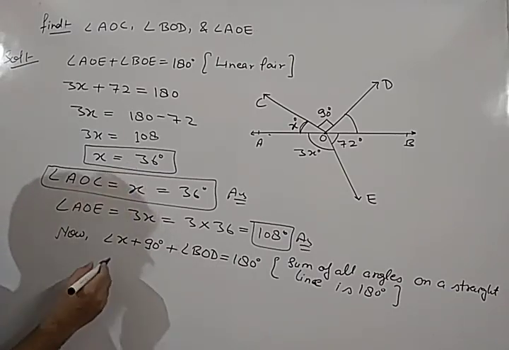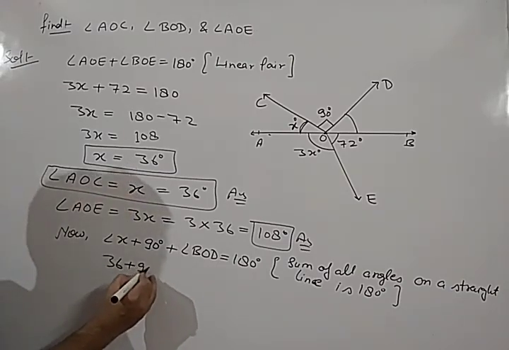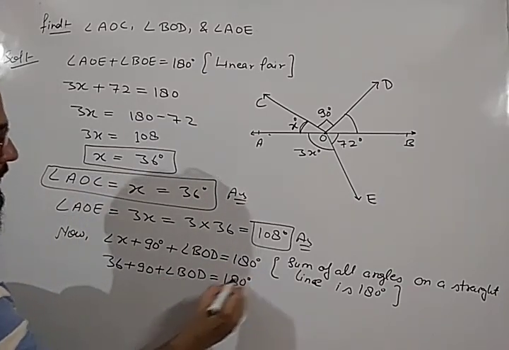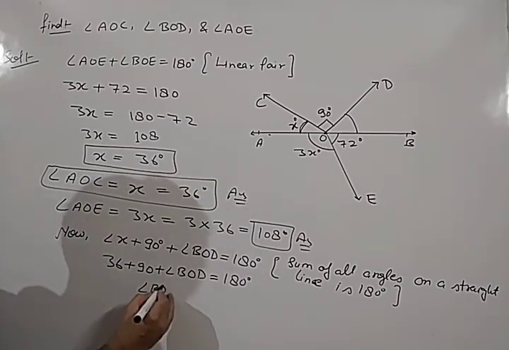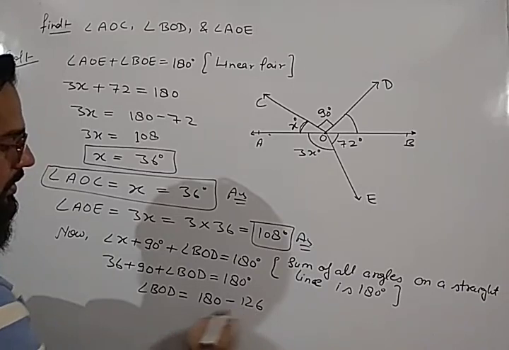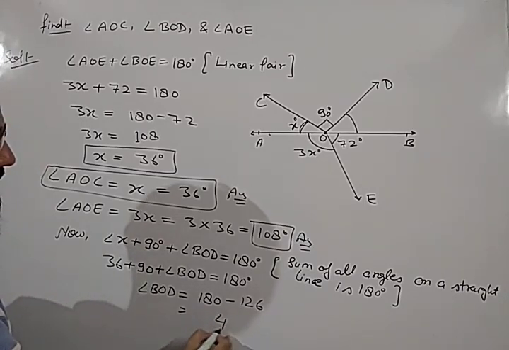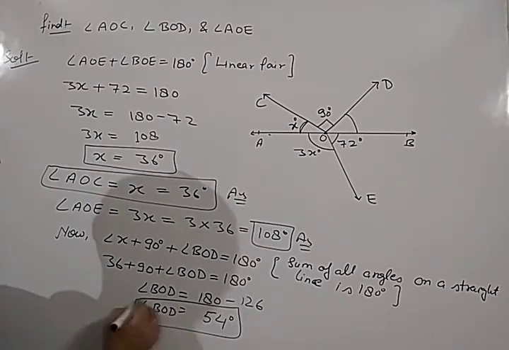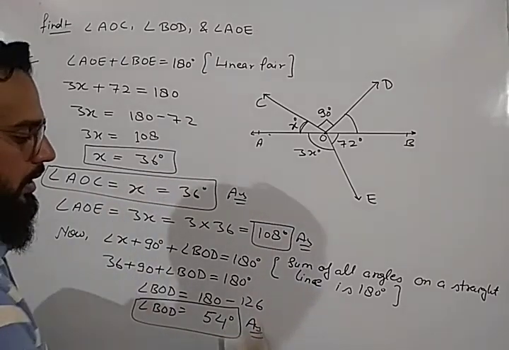Now we are going to put the value. The value of x is 36, plus 90, plus angle BOD is equal to 180 degree. So we can find the value of angle BOD. Angle BOD will be equal to 180 minus (90 plus 36). It will be 126. So what will be its value? It will be 54 degree. So angle BOD is equal to 54 degree. It is our third answer.